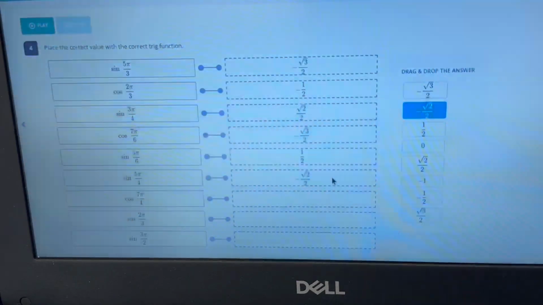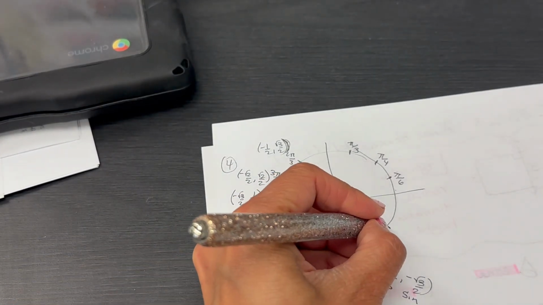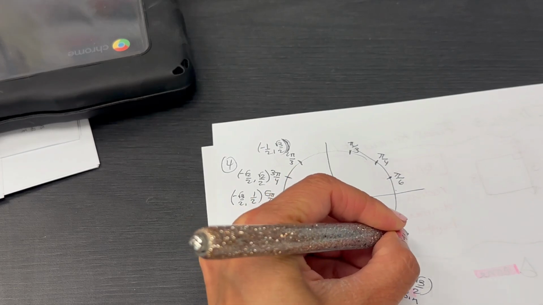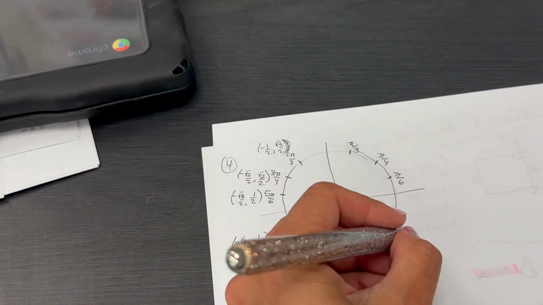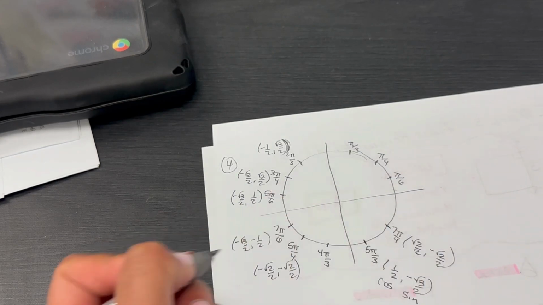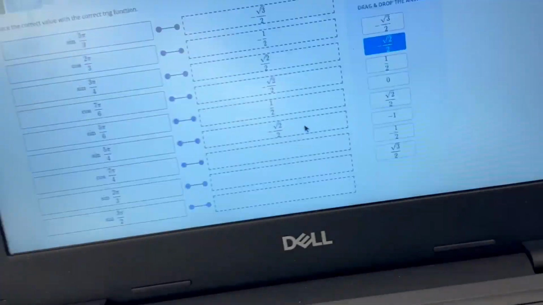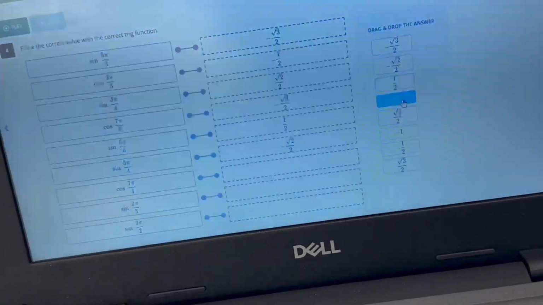And then cosine of 7 pi over 4. 7 pi over 4 is in the 4th quadrant. X is positive, y is negative down there, so square root of 2 over 2, negative square root of 2 over 2. It asks for the cosine, so that's the x value. I need a positive square root of 2 over 2 to drag and drop, and that's right here.